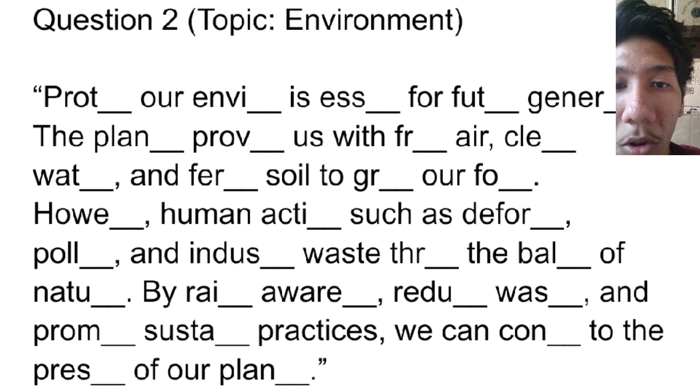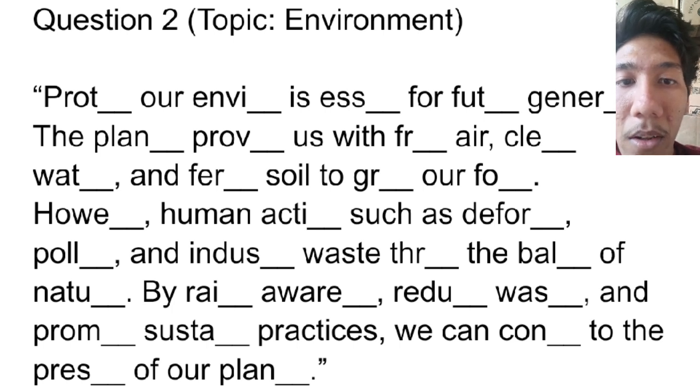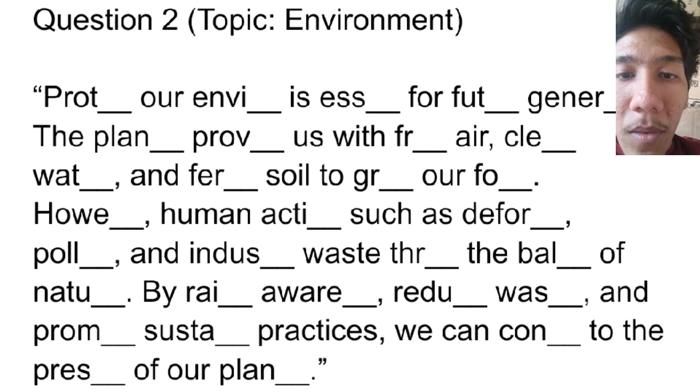Question 2. Topic: environment. Broad or and V is for full, Kenner, the plant, Prof, as with fur, air, cleaved, and fur, soil, the girl, or to how human activity such as defer pole and idus was ter the ball and netu by where reju was and from susta practice we can count the press of our plan.